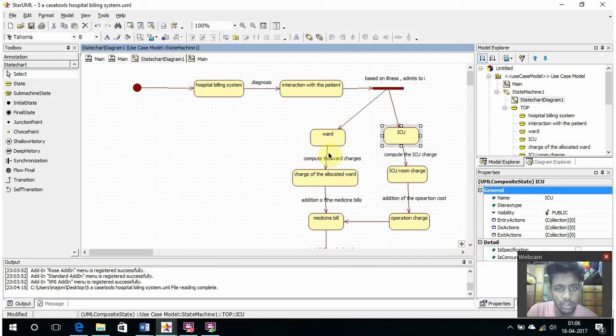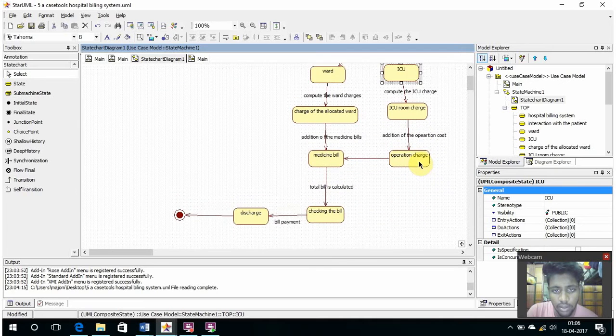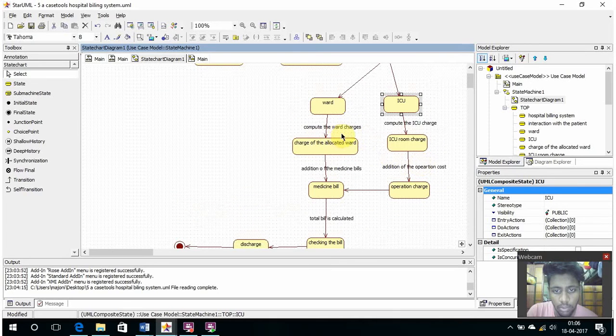And here the state diagram is about a hospital billing system. So the first object is the hospital billing system, which does the diagnosis, the interaction with the patient based on illness. Based on illness, they are sent to a ward or ICU, and if it is a ward, then compute the ward charges. Then the charge is allocated.